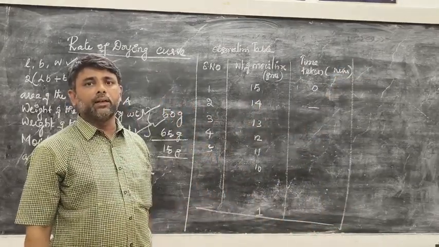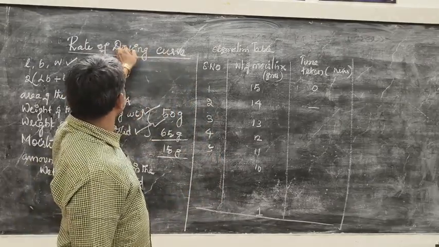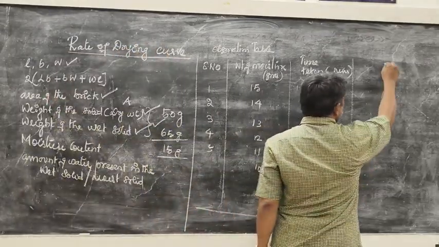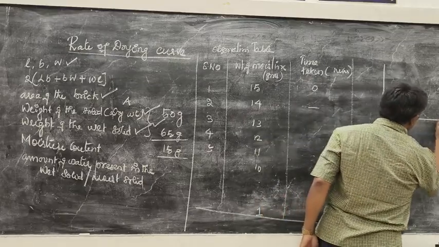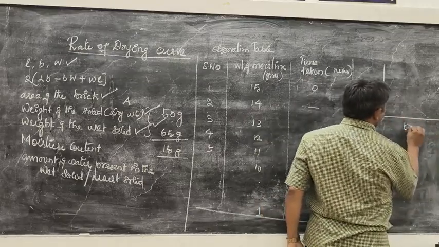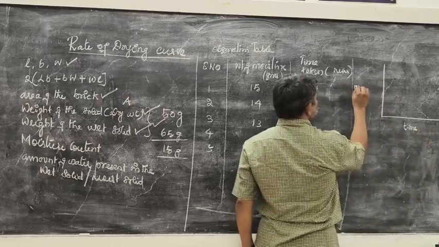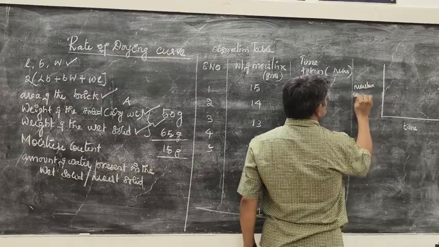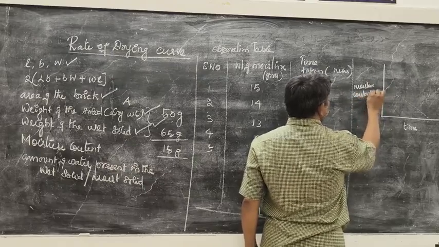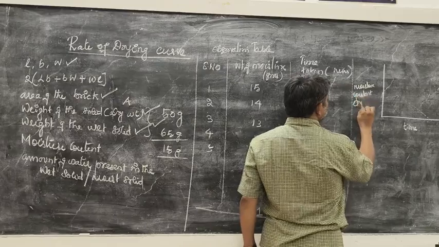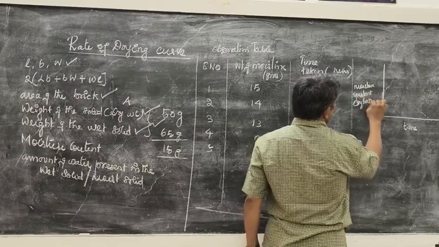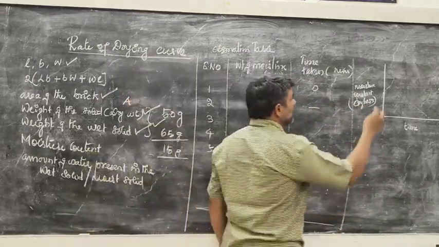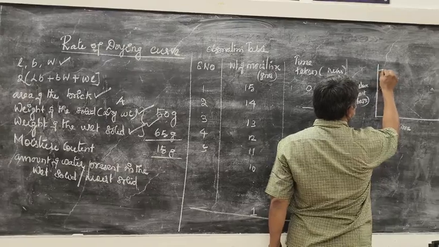Okay. Next, rate of drying, and I am going to draw the rate of drying curve. For that, make a plot. On the x-axis, take time. On the y-axis, moisture content, most probably on dry basis. Moisture content on dry basis. Clear? Now the graph seems to be like this.